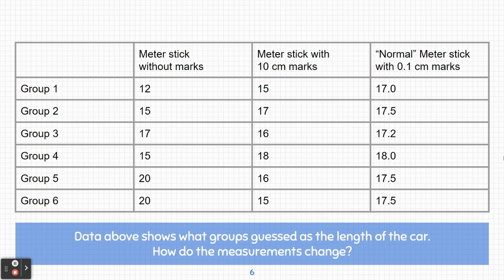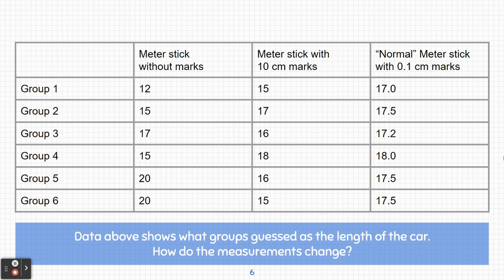So without the marks on the meter sticks, you'll notice that it's 12, 15, 17, 15, 20, and 20. They're kind of all over the place. Students really didn't know exactly how long the car was, but they were guessing. Once I gave them the meter stick with 10 centimeter marks on it, they got 15, 17, 16, 18, 16, and 15. So you'll notice that the numbers are getting closer together.